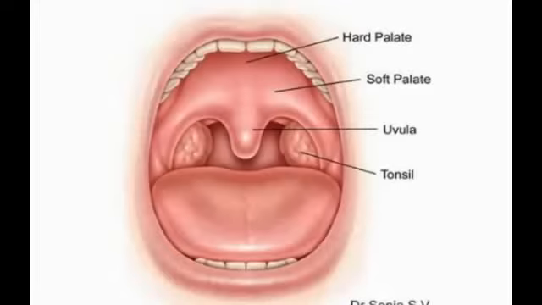So the uvula and tongue have the same nerve innervation. Several nerves come from the brain and innervate the uvula and tongue in the same way.